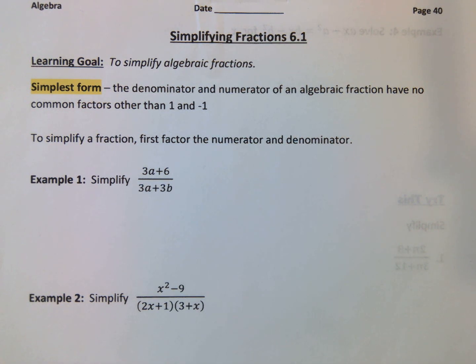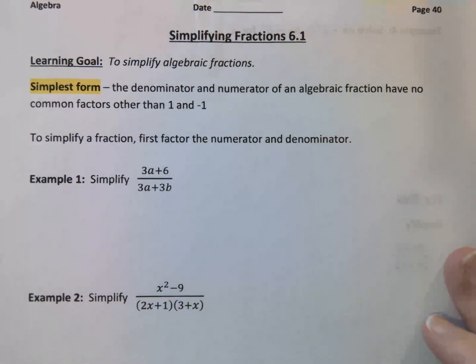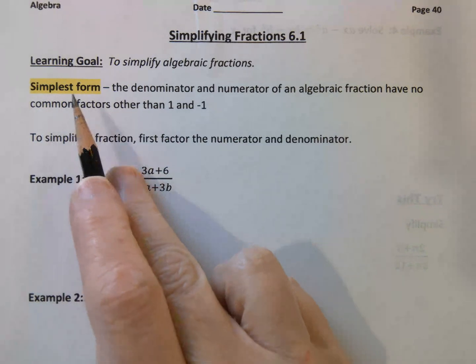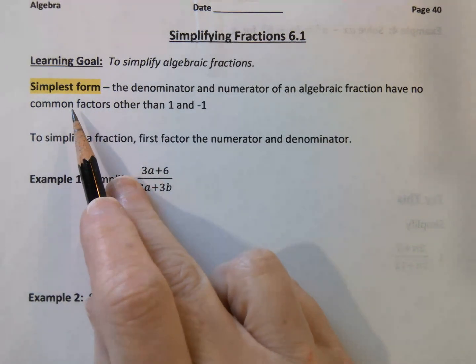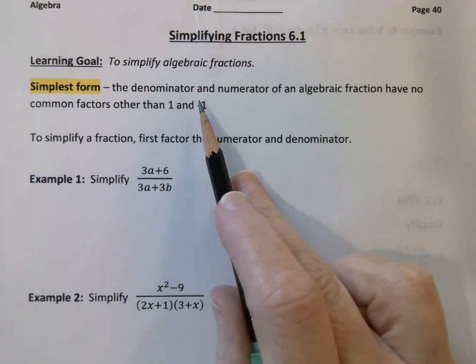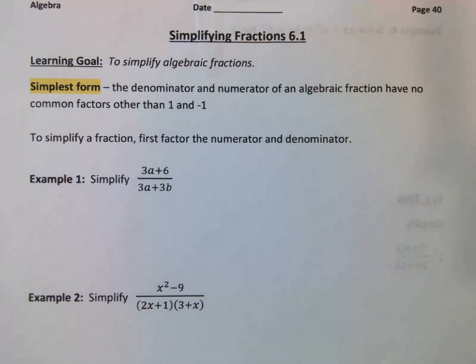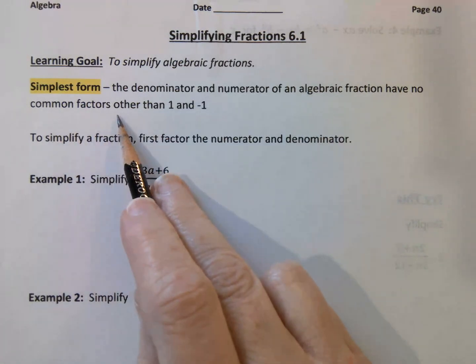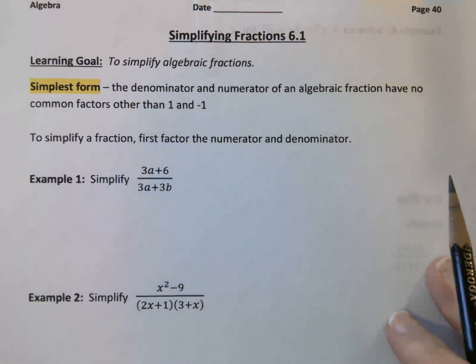Okay, we are going to start chapter 6, and chapter 6 is mostly about algebraic fractions and ratios. So we're going to start by looking at simplifying fractions. Okay, we're going to start off easy. We're going to learn to simplify algebraic fractions. Simplest form, we always want our answers to be in simplest form, and that means the denominator and the numerator of an algebraic fraction have no common factors other than 1 or -1.